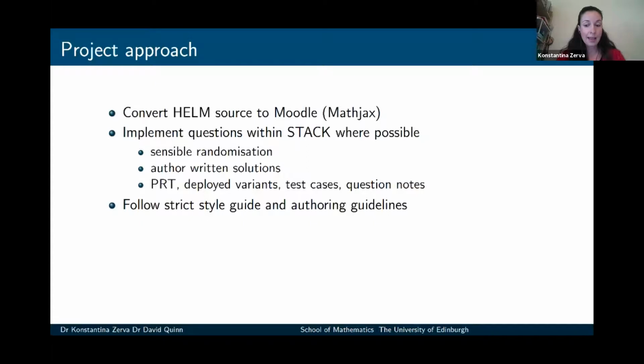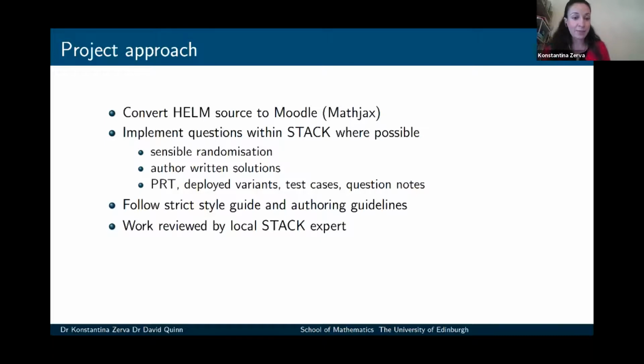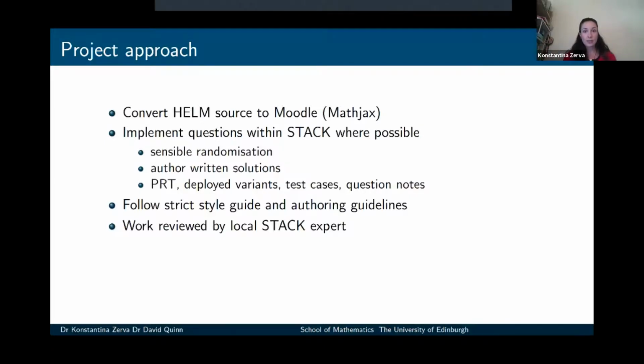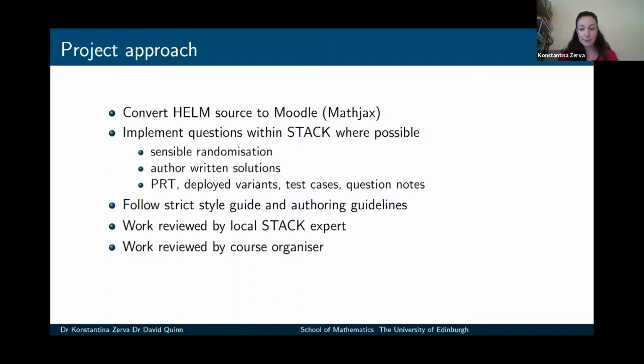So when each HELM workbook was created, the work was reviewed, as David used to say, by a local Stack expert. That was mainly me and Robbie, before he embarked on a different role at the School of Mathematics. And then the work was reviewed by the course organizer. When the PhD students who created the workbooks implemented the changes we suggested, the quiz was tested by a group of undergraduate students who were working on the ACID project. And then hopefully we catch most of the errors.